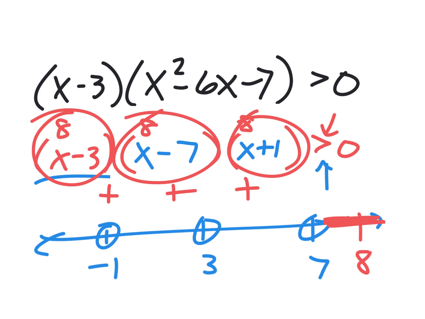All right. Brady, test an interval for me. 4. Stick in 4. I put it here, here, and here. Tell me what the intervals come out, positive or negative. In the first one? Positive. The second one? Negative. Third one? Positive. Multiply them all together? Negative.